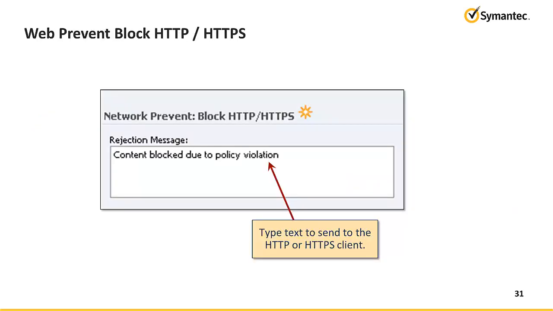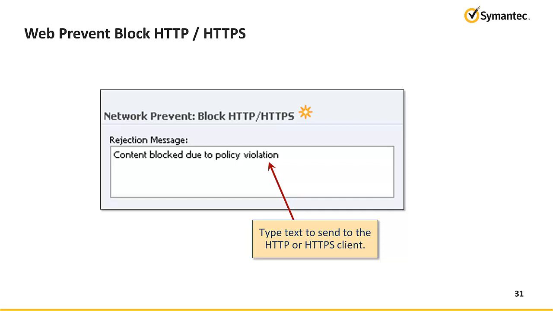To configure Symantec DLP to block HTTP or HTTPS requests, create a blocking response rule and add it to the desired policy. To create the response rule, navigate to the Add Response Rule page, and under Network, select Block HTTP, HTTPS, and click Add Action. Type the text to send to the HTTP or HTTPS client, as shown in this figure.